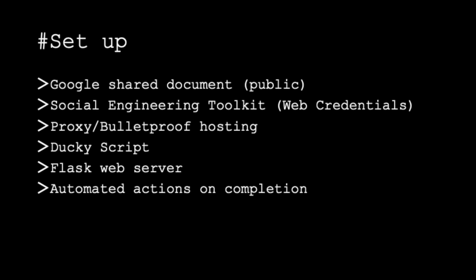The setup for this attack is a bit more complicated. Initially, the attacker will need to set up a Google shared document which is publicly accessible. This will be used as the bait for the initial password spear phishing attack. The attacker will be running Social Engineering Toolkit on a Kali Linux machine. They will use this to generate a fake Google login page in order to capture the CFO's credentials.